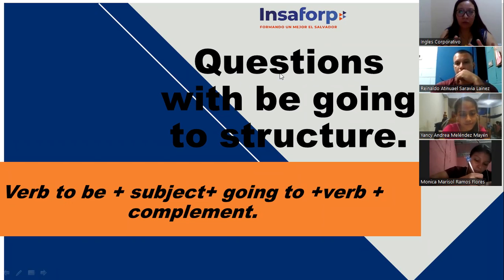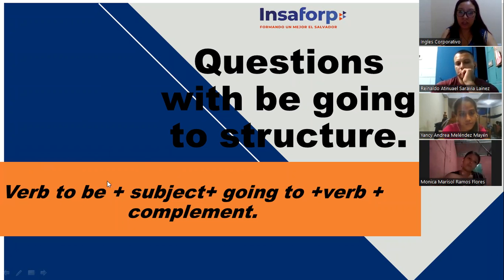Bastante similar a la estructura de oraciones afirmativas. Lo único que va a cambiar en este escenario es que ya no va el sujeto primero. Para la pregunta de sí o no, va el verbo to be primero. ¿Ok? Aquí ya no digo I am going to. Aquí digo am I going to.